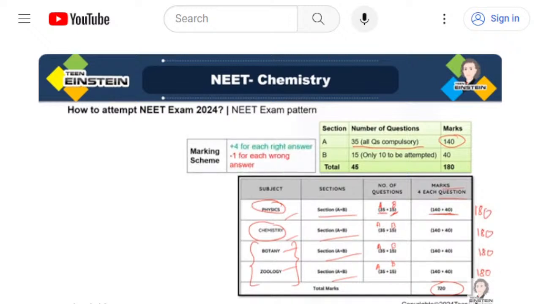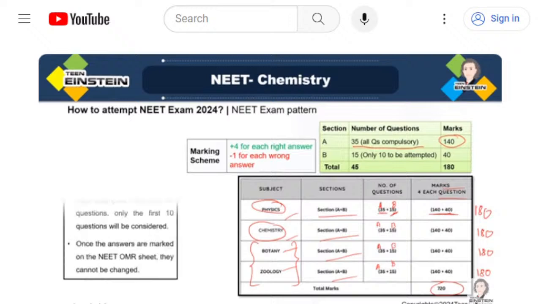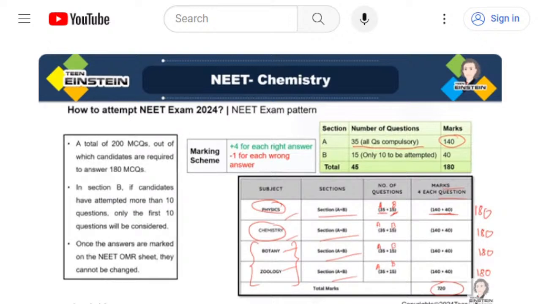Right? So the marking scheme is plus 4, but there will be negative marking for each wrong answer, whether it is section A or section B. Now, a total of 200 MCQs will be there. That means you will have 4 options, and you just have to select one of them. Out of these, you just have to answer 180 MCQs.